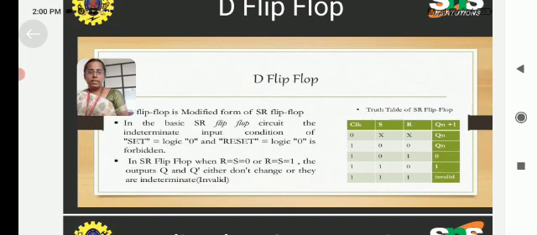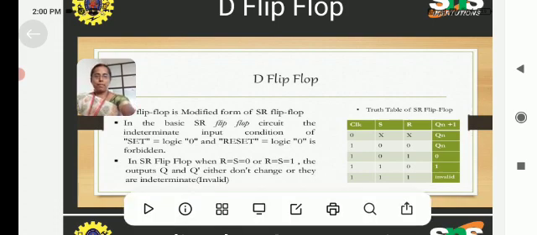So let us see the flip-flops. There are different types of flip-flops available. Let us see the D flip-flop. A flip-flop is used to store a single bit. It is a combination of registers. Let us see the truth table of the flip-flop. The D flip-flop is the modified form of the SR flip-flop.